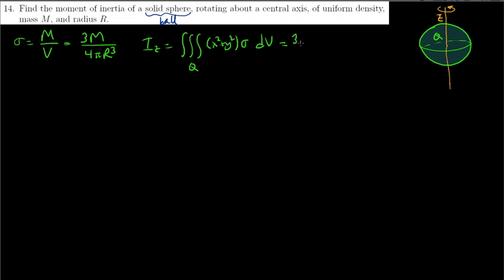So that can all come outside. 3m over 4 pi r cubed. And while we're integrating, x squared plus y squared is really r squared, little r squared, right? dV. Okay, and this can be done either in cylindrical or spherical. Since we did the last problem in cylindrical, let's use spherical here. So we'll use spherical coordinates. Although I think it could be done either way.